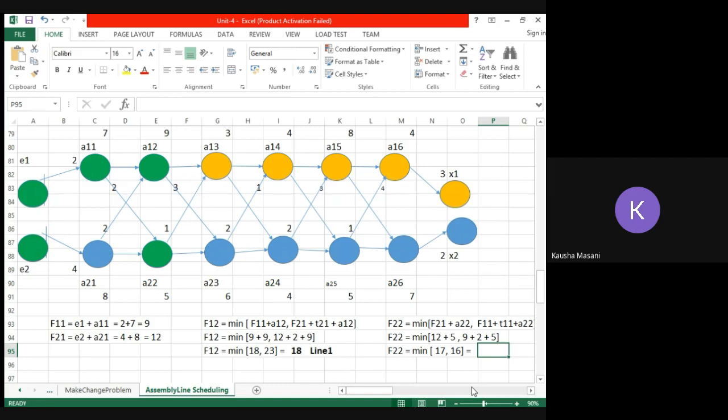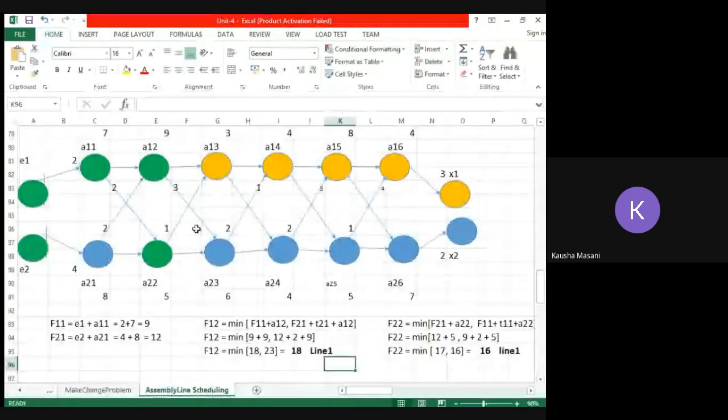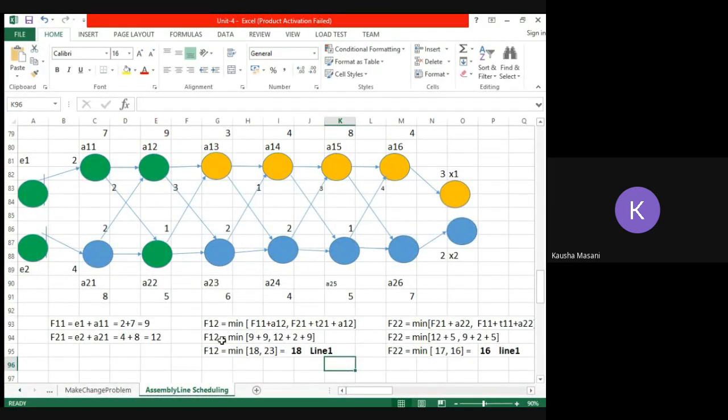Okay. So the minimum value is 16, 16 from line 1. Okay. Again, you can bold this part. Like this, you have to find out for each and every station. Start calculating everyone.